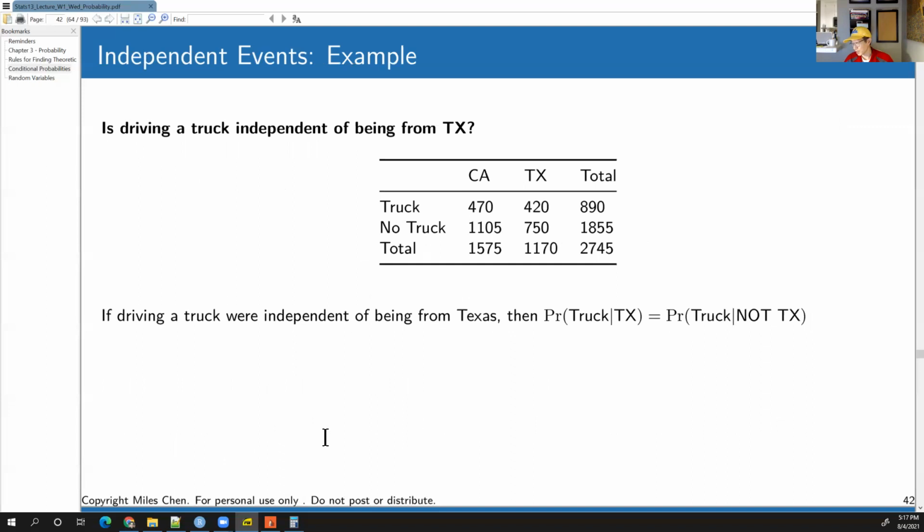All right, so what do you guys think? Is driving a truck independent of being from Texas? Being from Texas versus California, what do you guys think? Is driving a truck independent of being from Texas? Yes or no? What do you guys think? Before we even do the math.